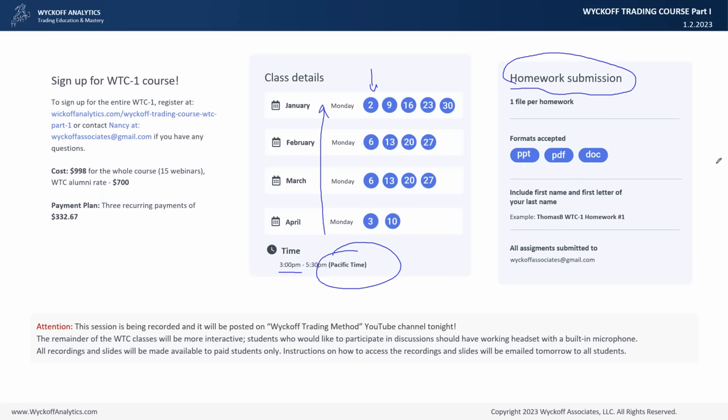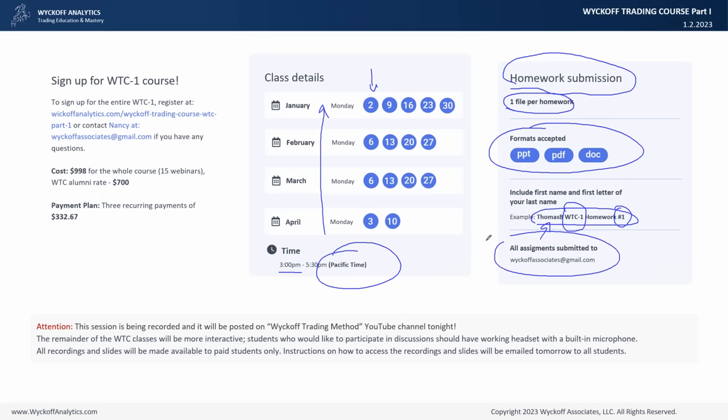All right, well, as long as we're talking about the homework, let's quickly talk about this. And I will repeat this in the next session, but what's really, really important to me is that you send me only one file per homework. Your homework mostly is gonna be chart reading. I'm gonna give you the chart or charts rather, and then you would have to apply the knowledge that we've learned during the class. And I would like you to send it in the specific formats of the file: PowerPoint, PDF, or Word doc. I also would like you to name the file correctly. You are in the WTC 1 class, let's say homework number 1, and then your first name and the first letter of your last name, and all of the homeworks, or if you have any questions, should be sent to wyckoffassociates@gmail.com. I will be going through all of the homeworks in preparation for the next session.